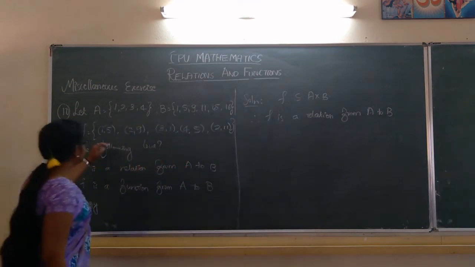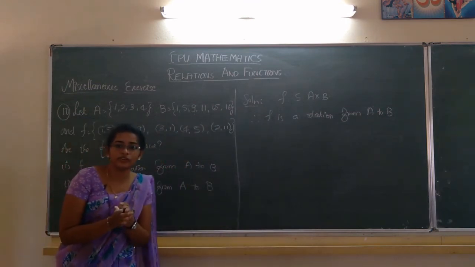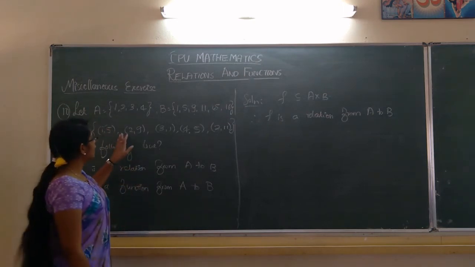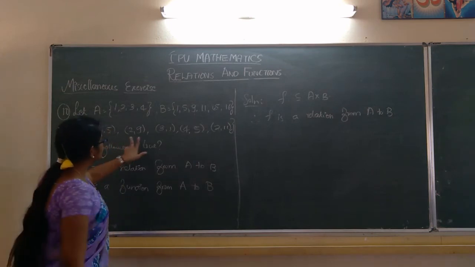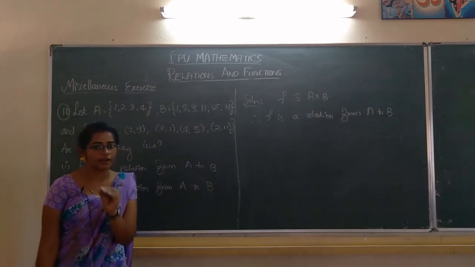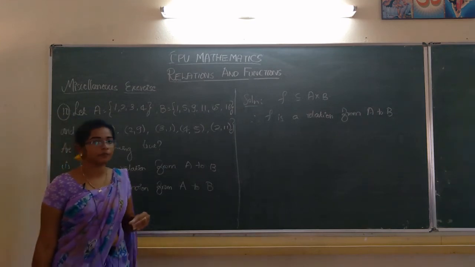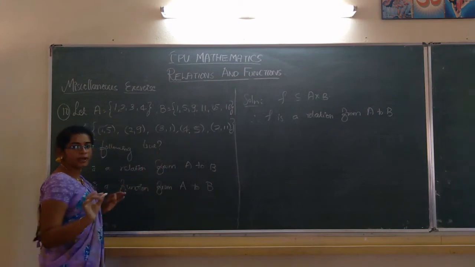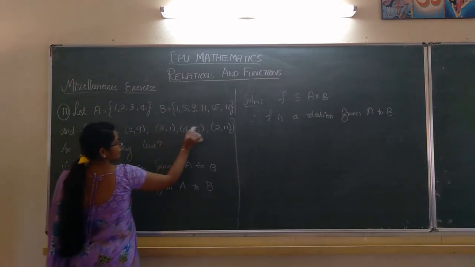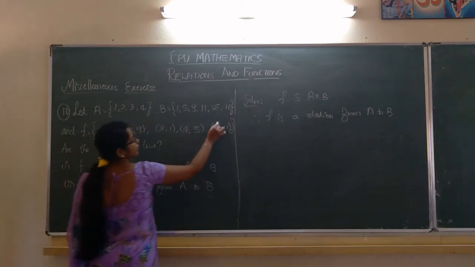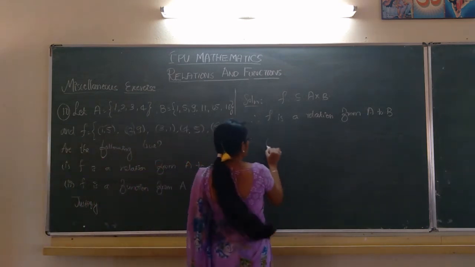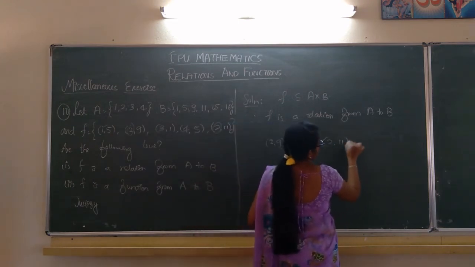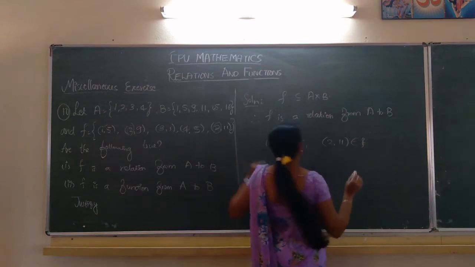For it to be a function, every element of the first set should have one and only one image. That is, two distinct ordered pairs should not have the same first element. Look at the ordered pairs. These are all distinct ordered pairs. Do we have the same first element? See, here we have 2, here we have 2. (2, 9) belongs to F and (2, 11) also belongs to F, right?